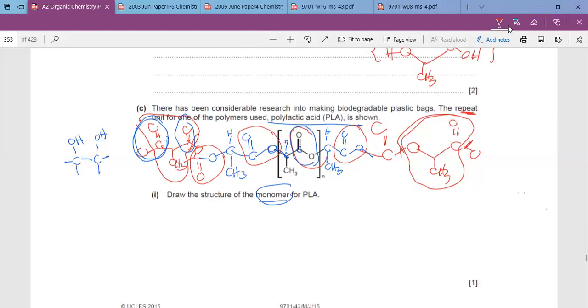Then of course you cut where the linkage will break. If you uncut, what is it? Here. So now you circle from break linkage to break linkage. That means here to here.